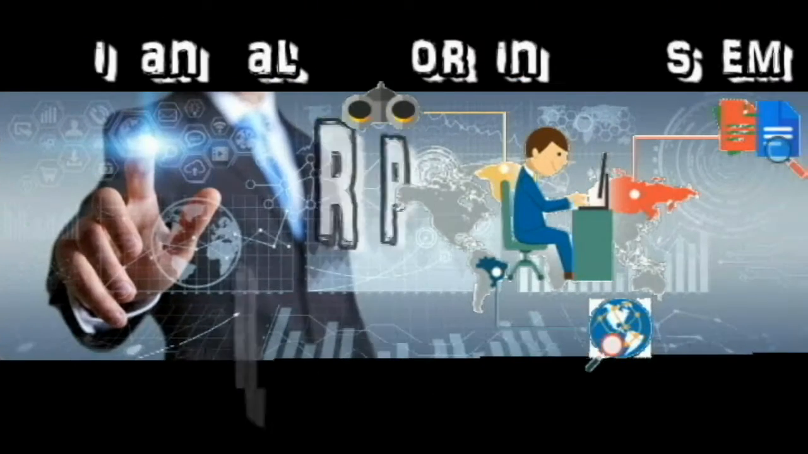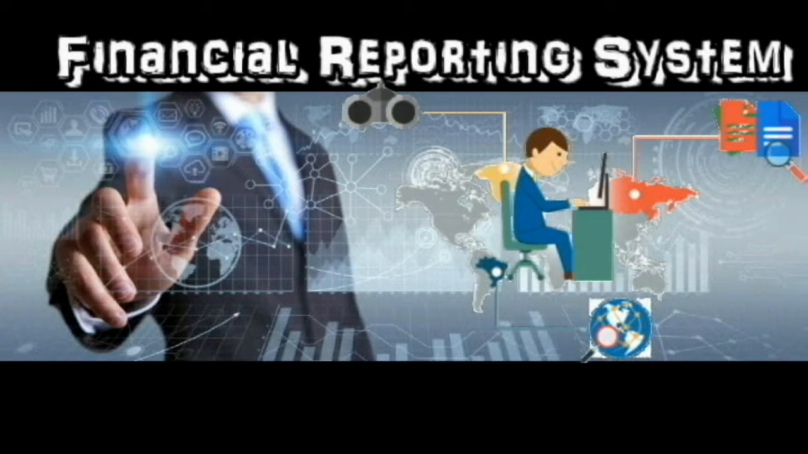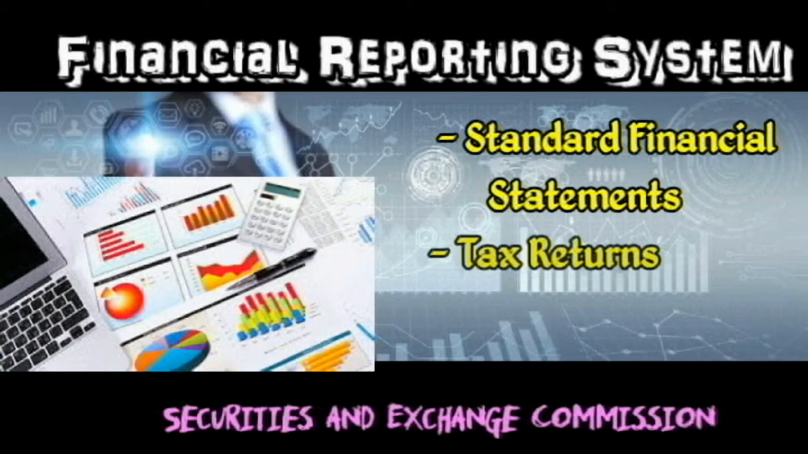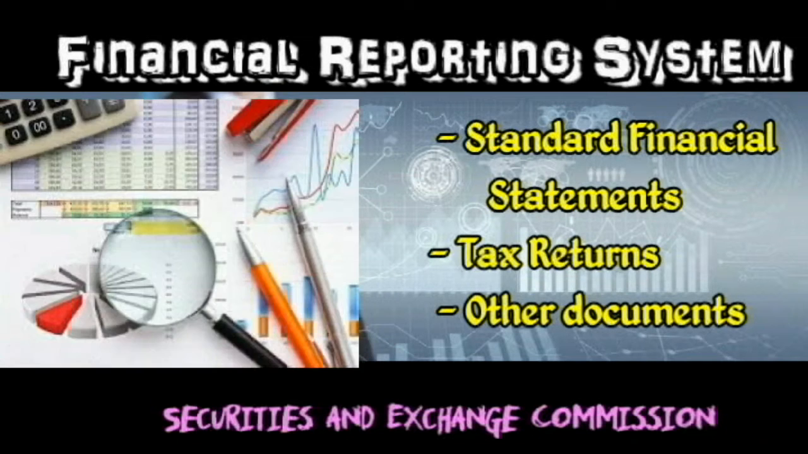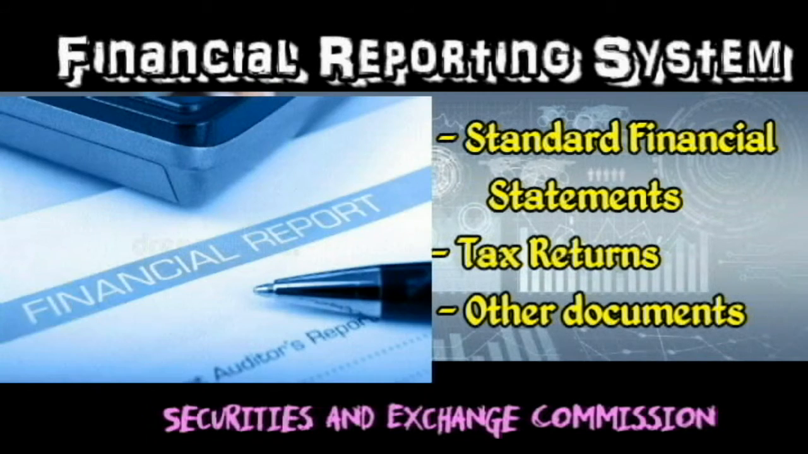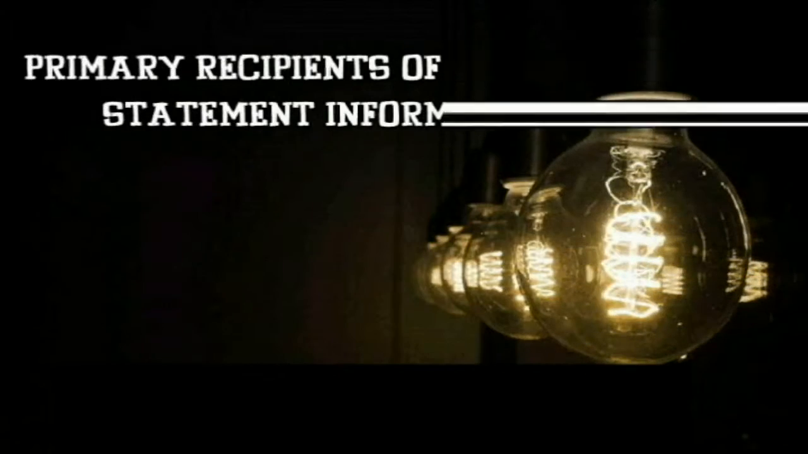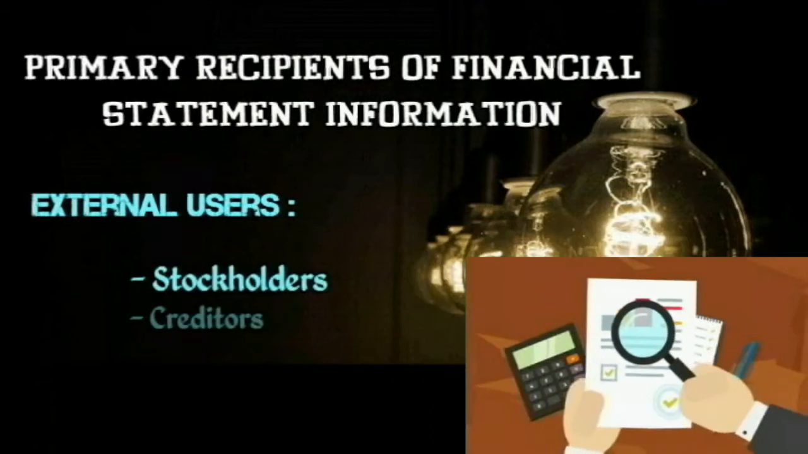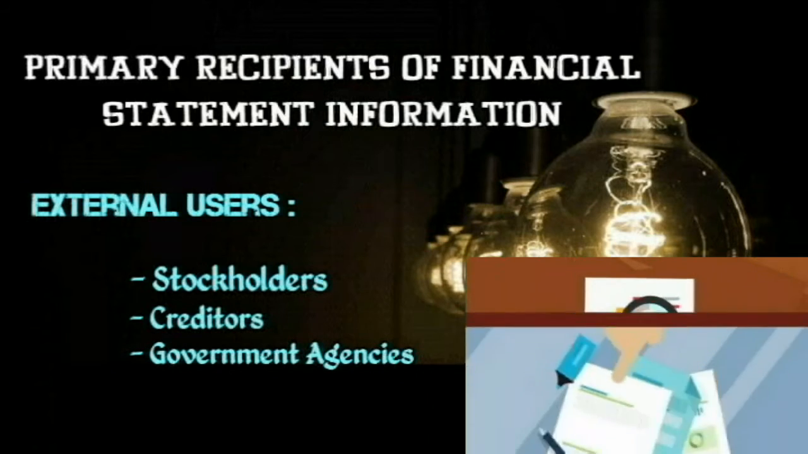The Financial Reporting System. Much of the information provided takes the form of standard financial statements, tax returns, and documents required by the regulatory agencies such as the Securities and Exchange Commission. The primary recipients of financial statement information are external users such as stockholders, creditors, and government agencies.